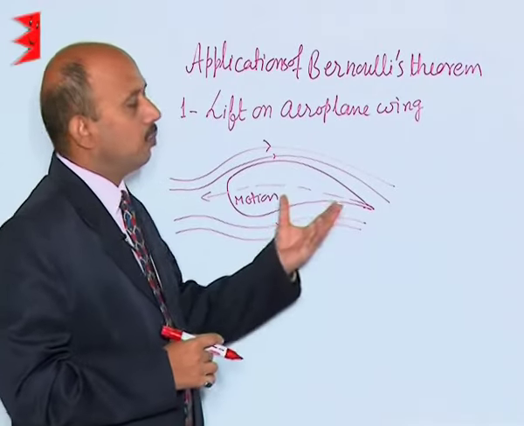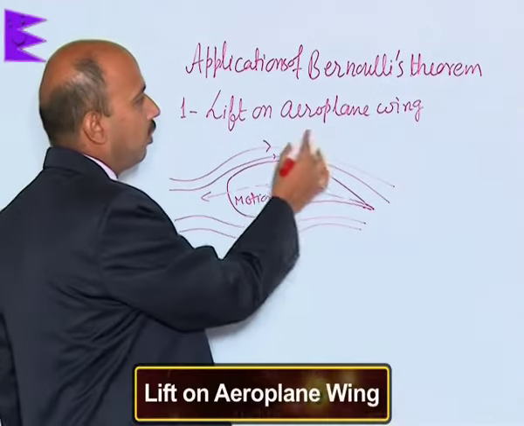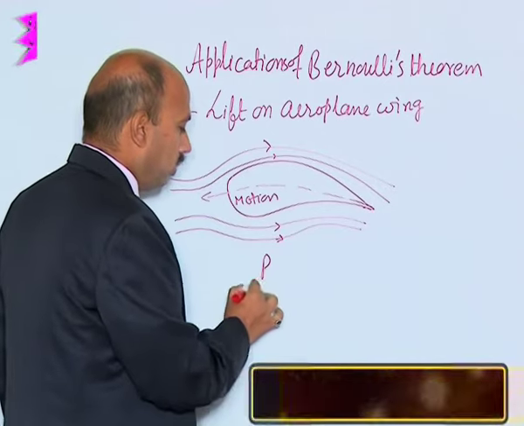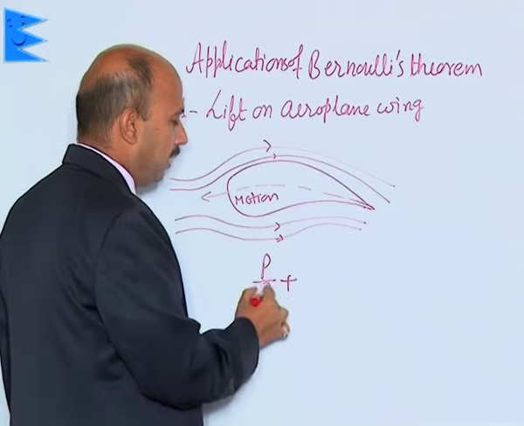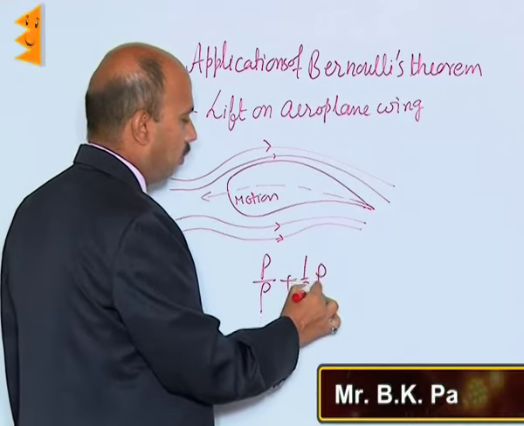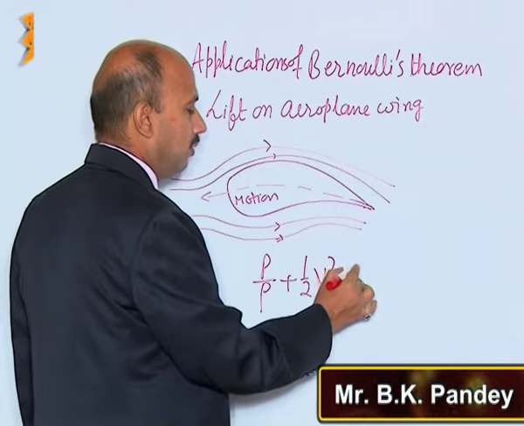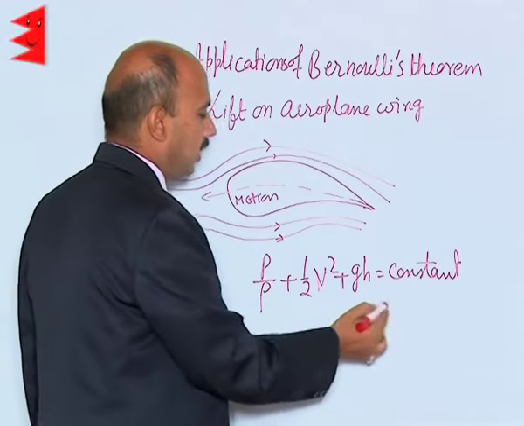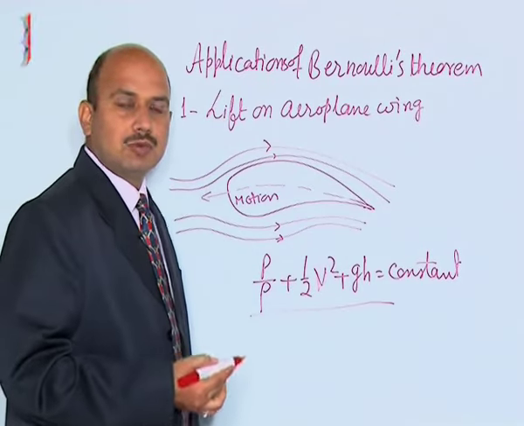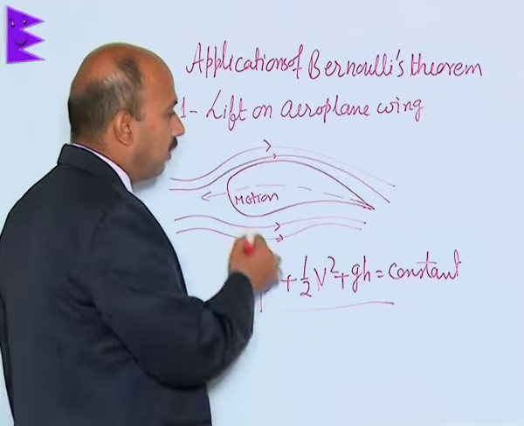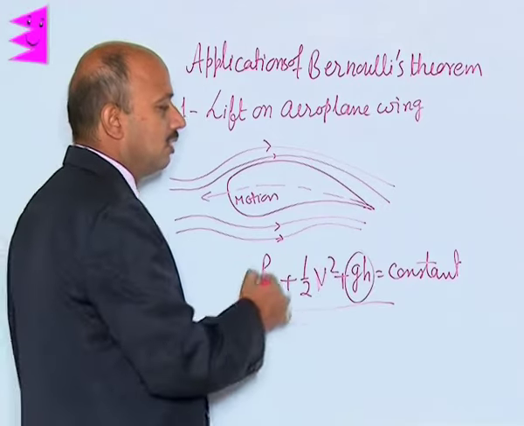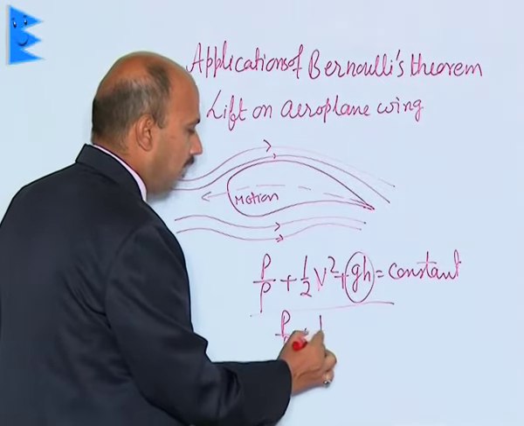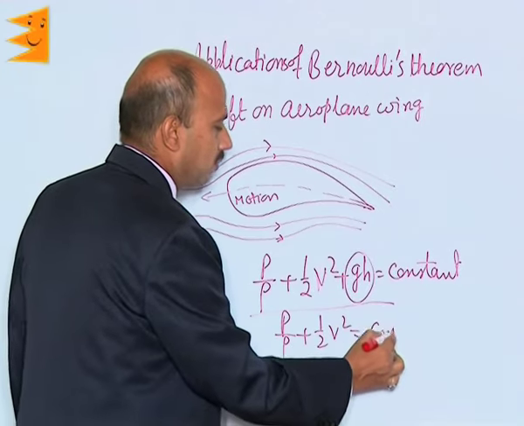Now see the applications of Bernoulli's theorem. First one is lift on an aeroplane wing. You know, according to Bernoulli's theorem, the total energy per unit mass, that is P upon rho plus half v square plus g h, is equal to constant. This is the total energy per unit mass that remains constant at any point. Now, if the horizontal level is the same, the change in gravitational potential energy is neglected. So we get P upon rho plus half v square is constant.